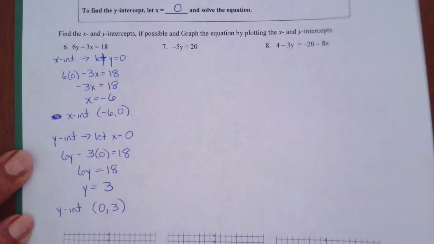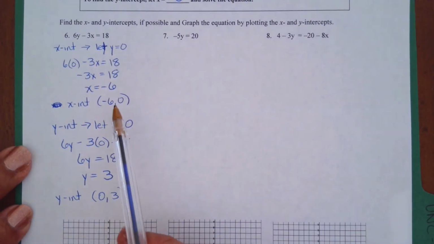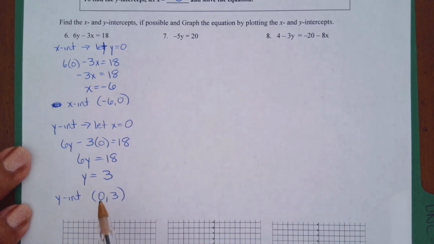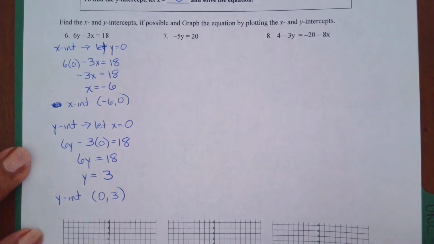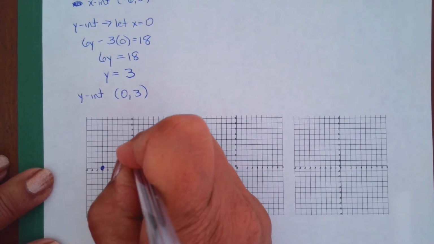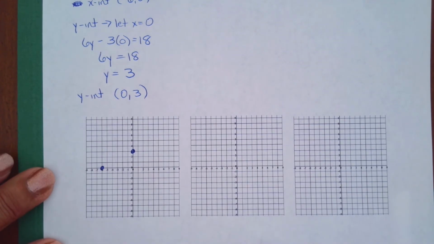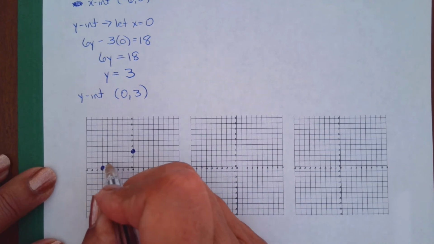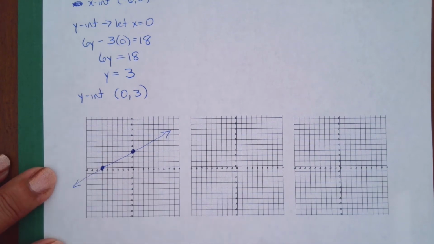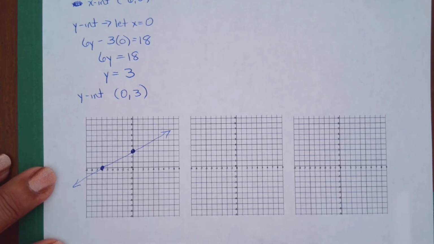Remember, ordered pairs. For the x-intercept, we let y be 0 and found x. On the y-intercept, we let x be 0 and found y. So make sure you put your ordered pairs in the right order. The y-intercept would be at 3. And remember, all you need is 2 points to graph a line. So that would be where your line is. There is the line, 6y minus 3x equals 18.